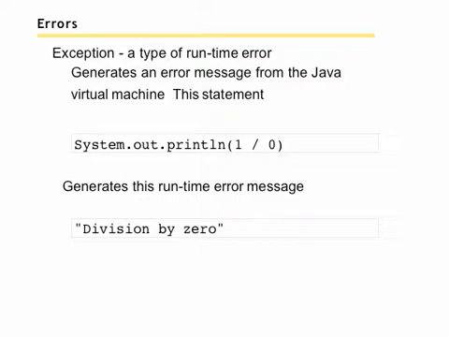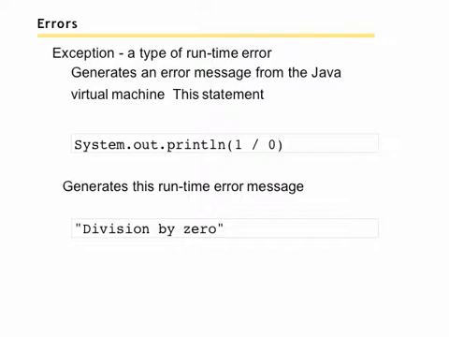Another type of runtime error is an exception. An exception basically means an exception to the normal running of a program. It didn't run normally, and that will generate an error message from Java. For example, if you have System.out.println(1 / 0), you will get a divide by zero error message because you can't divide by zero. That's not defined in the real world, and it's not defined in programming either.